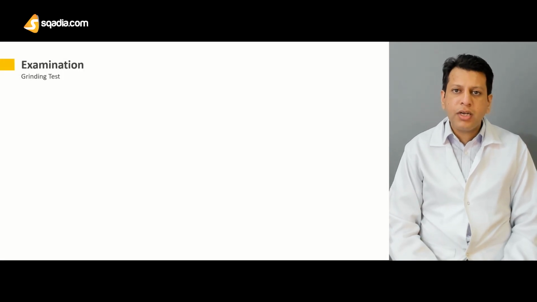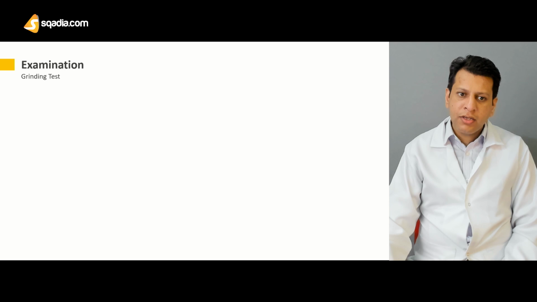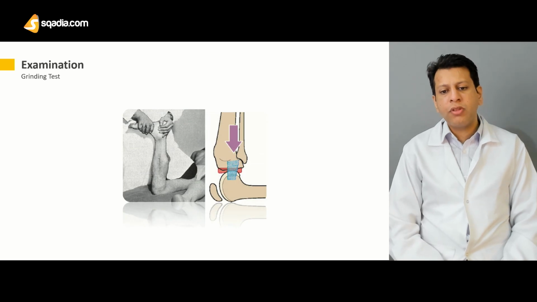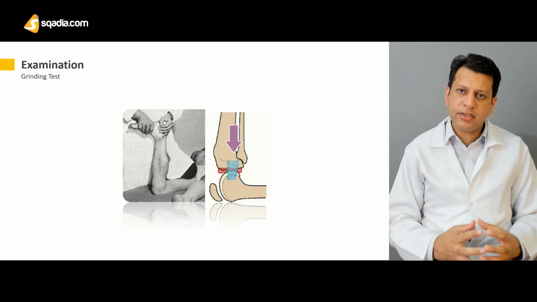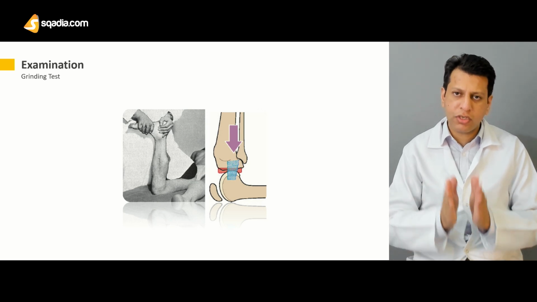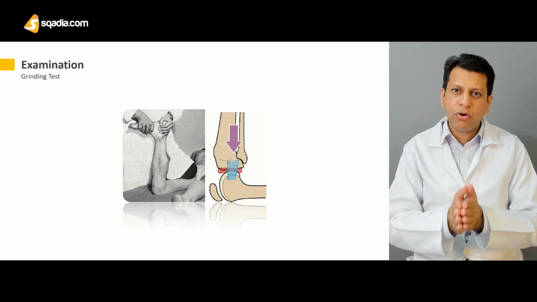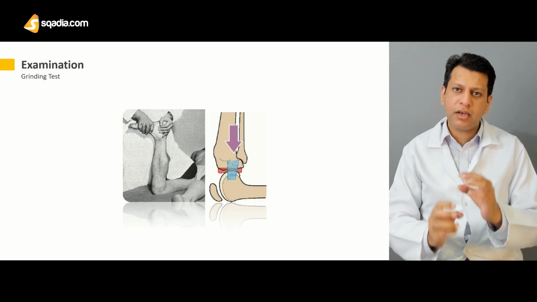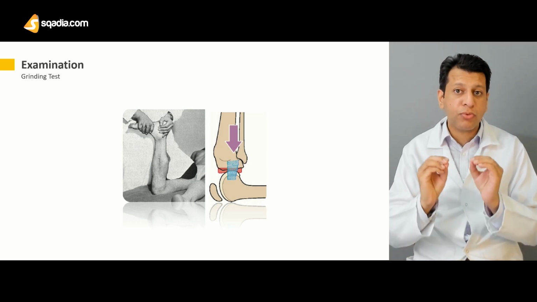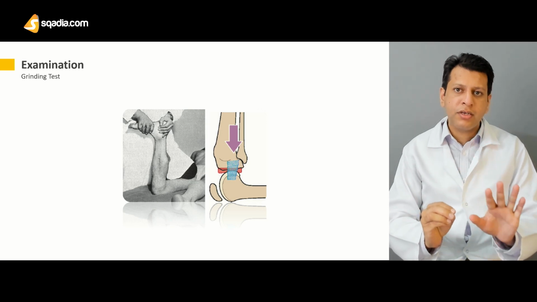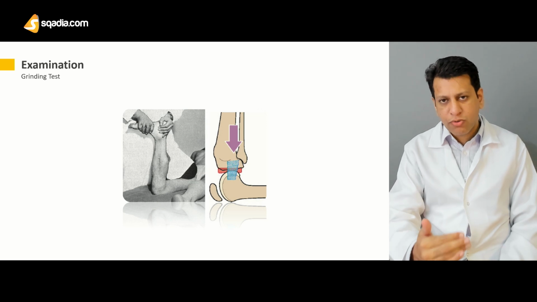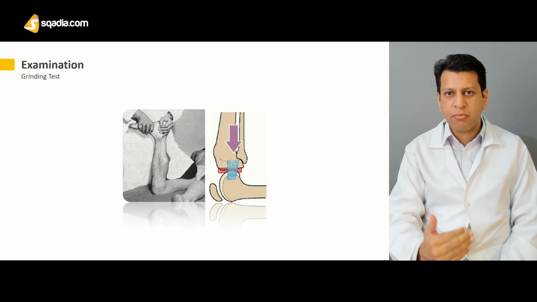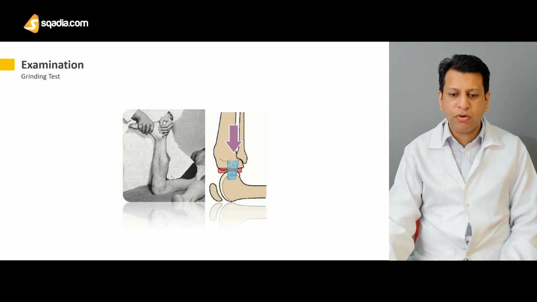the grinding test, also called Apley's grinding test. Now there are two ways of performing this test. There is another test called the Steinmann test as well, which is rarely done because it only checks the posterior horn of both the menisci, and it can only diagnose a tear of the posterior horn of the medial or lateral meniscus. But the grinding test can diagnose all the anterior, middle as well as the posterior horn involved.